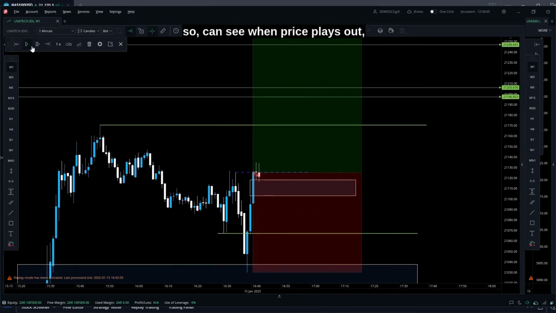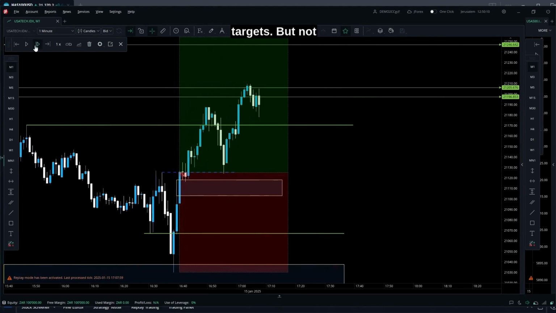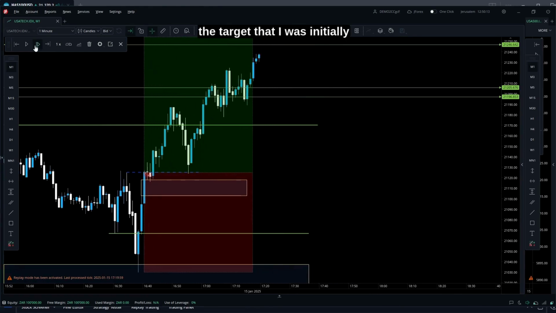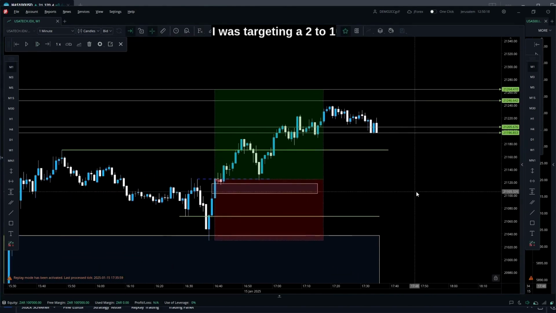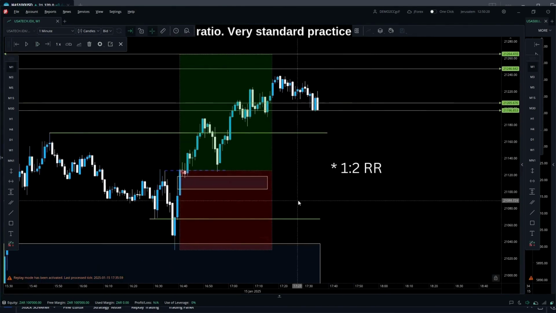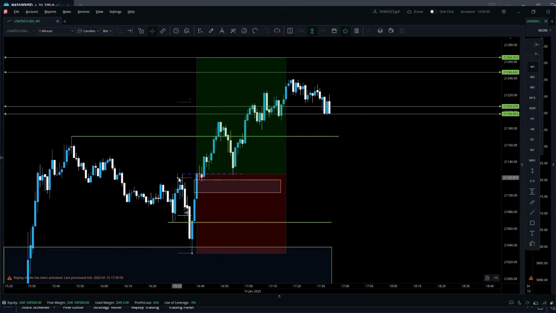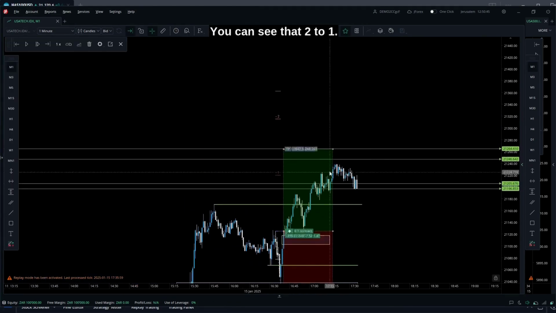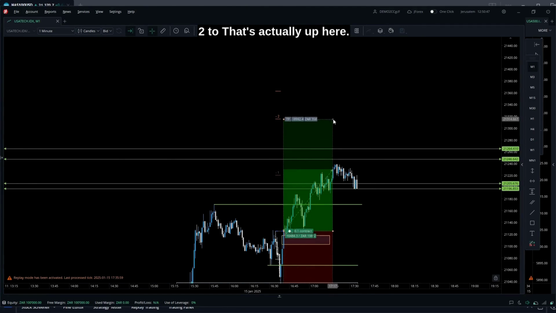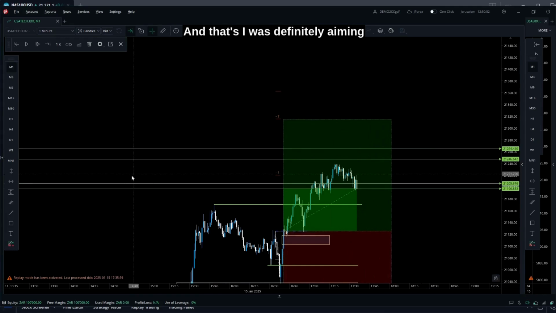And so you can see when price plays out, we reach some of our targets, but not the target that I was initially looking for. Why? Because I was targeting a 2-to-1 ratio. Very standard practice for this type of strategy. And if we use our standard deviation tool to project our targets, you can see that 2-to-1 was sitting actually up here, and that's where I was definitely aiming for.